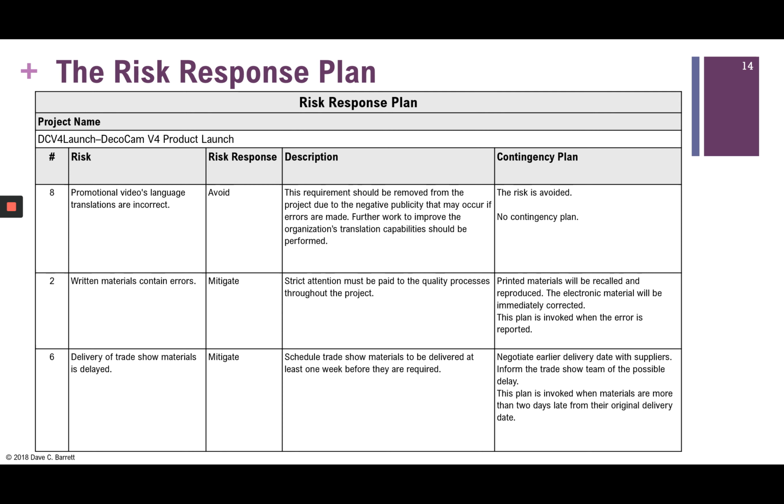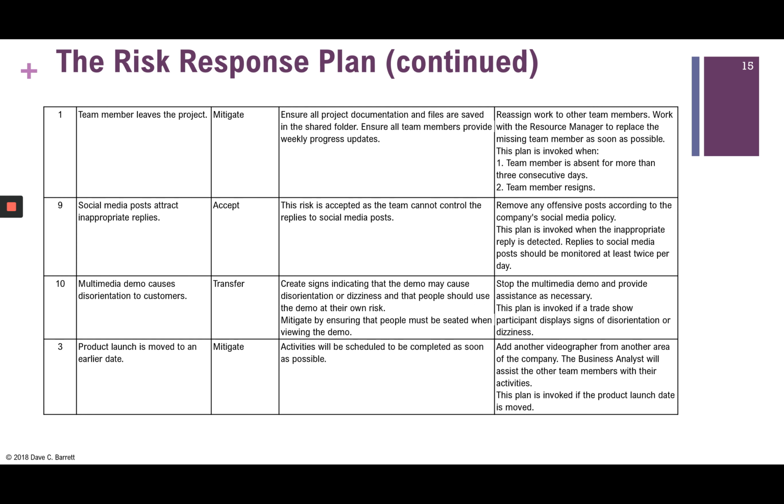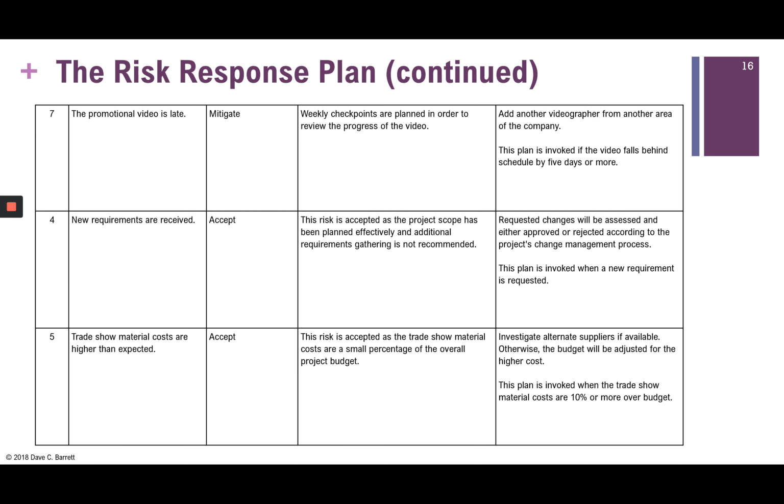Now, the 2 things that you should really focus on, really read intently in the textbook, are the different risk response strategies. Make sure that you understand avoid, mitigate, accept, and transfer. And the other is make sure you really understand the difference between risk response and contingency plan. Okay, those are key things that are often misunderstood. And there's the end of the risk response plan.